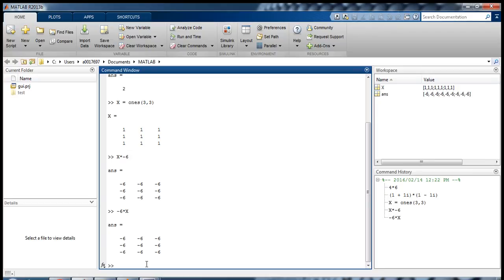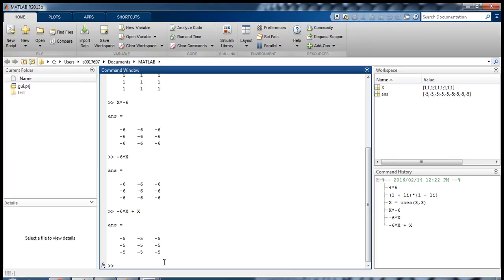I can also say -6 times x plus, I don't know, x. Okay, so now what it's doing is it's first applying the precedence of operation. So it first multiplies this term together, and I get -6, and then I add another matrix of ones everywhere. So I should get -5.